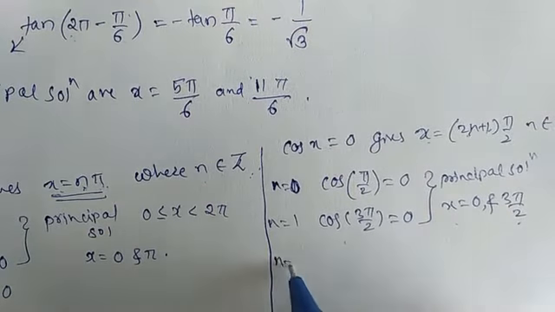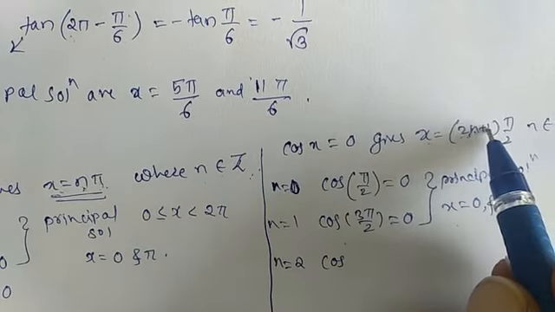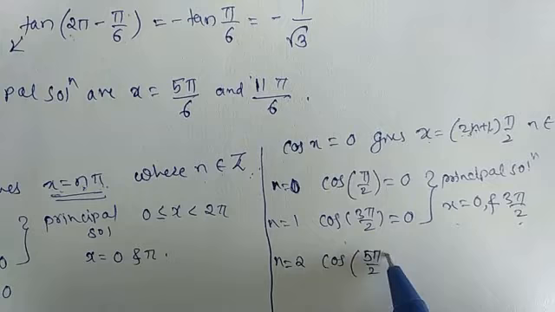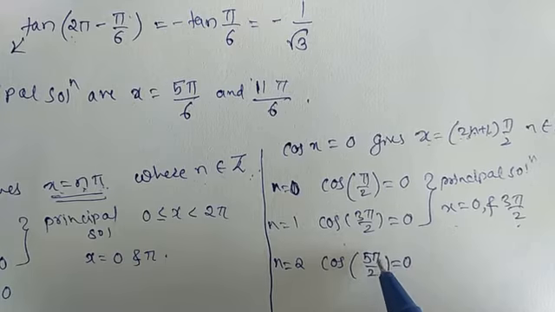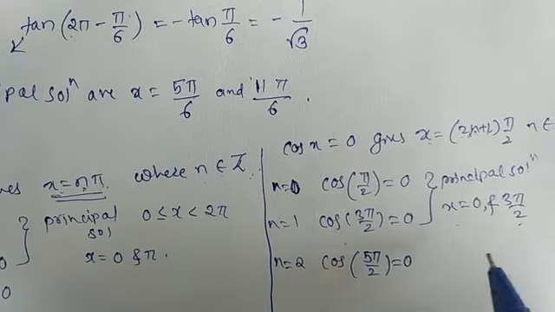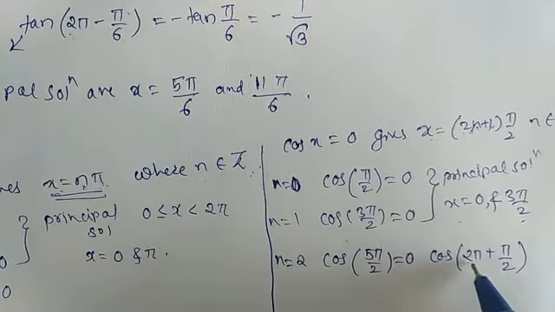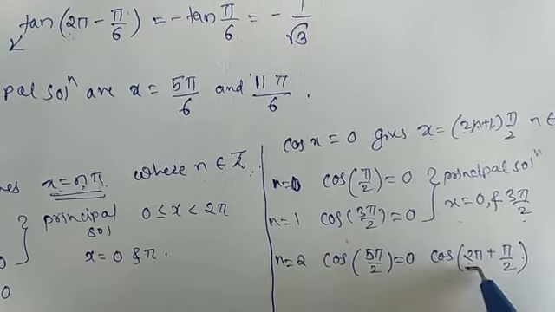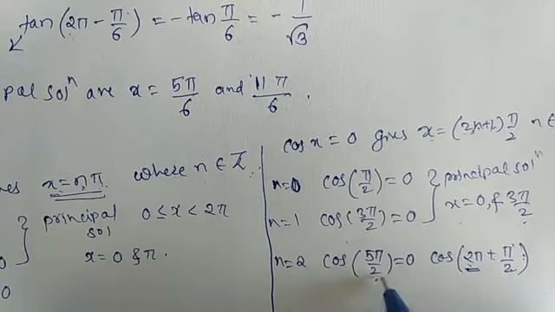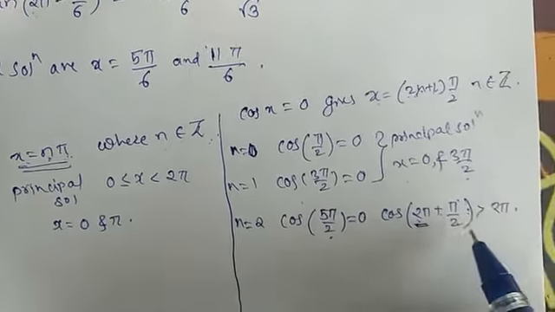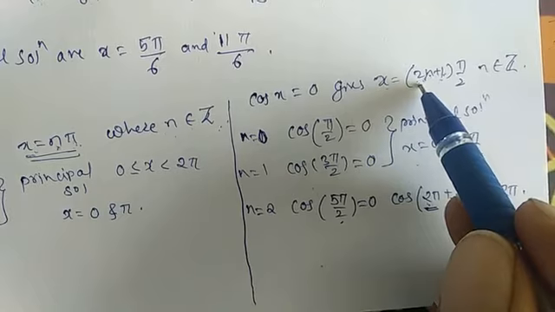Now after that, if you consider n is equal to 2, we will get cos of 2 into 2 is 4 plus 1, 5 pi by 2, which is again 0, but it is not a principal solution, because it is greater than twice pi, which you can write as cos of 2 pi plus pi by 2. Here it is greater, because we are adding 90 degrees to twice pi, so that we get cos of 5 pi by 2, which is greater than twice pi angle. So it will not be in our principal solution, but it is in our general solution.